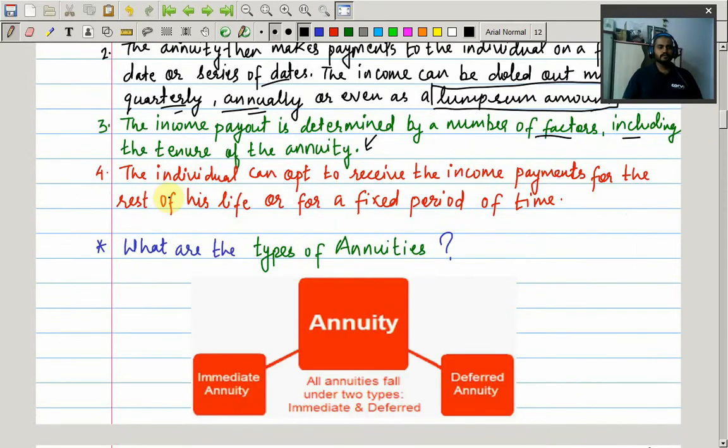Fourth point, how it works. The individual can opt to receive the income payments for the rest of his life or for a fixed period of time.